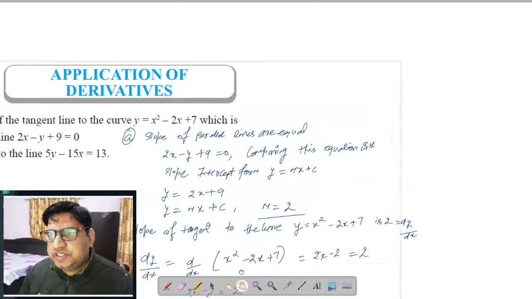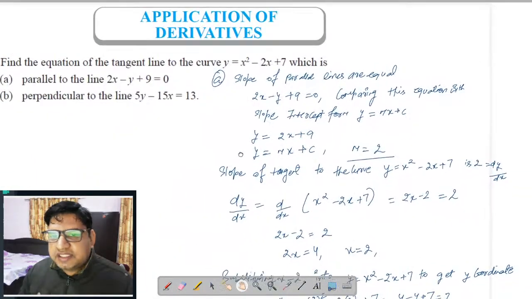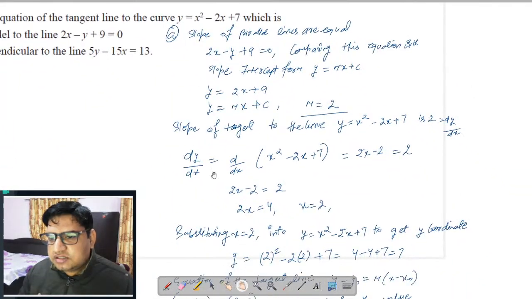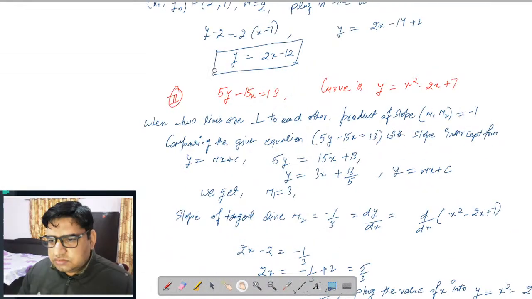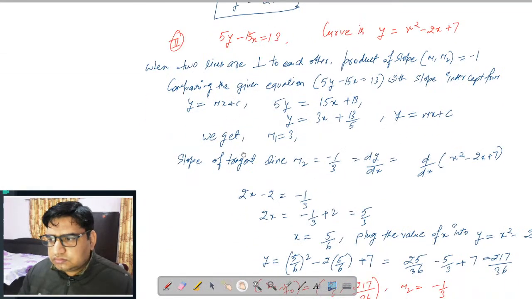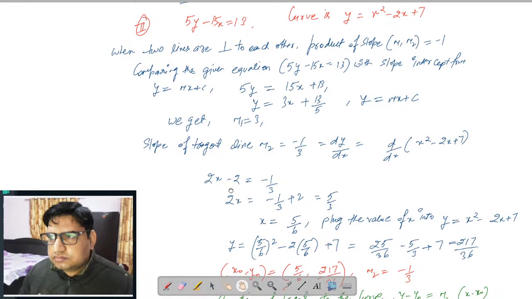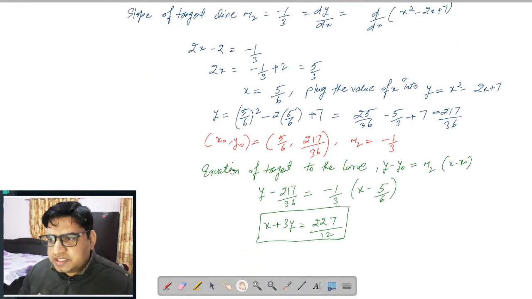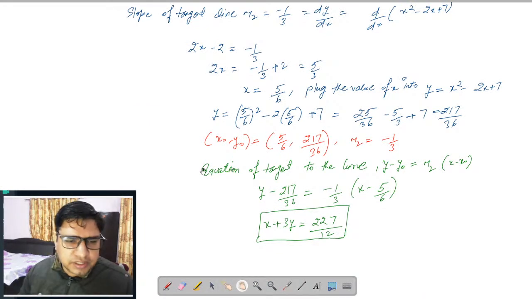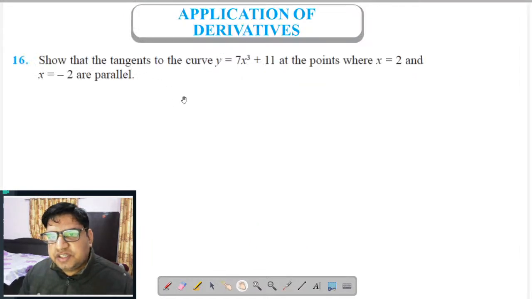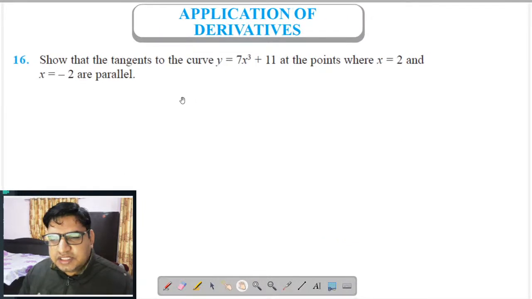Okay, so this is how you need to solve, and you need to apply the same logic in order to get the answer. I hope everything is quite clear to you, and I hope you have understood this part as well. So let's try to solve one more question from the same topic. And here we have: show that the tangent to the curve.